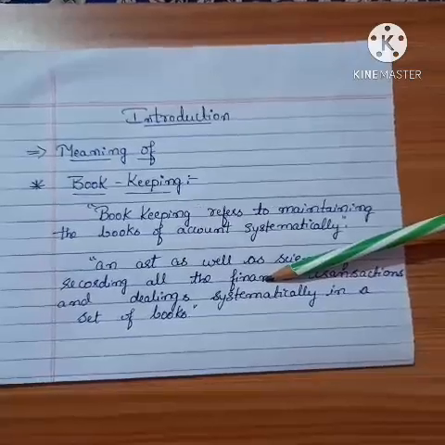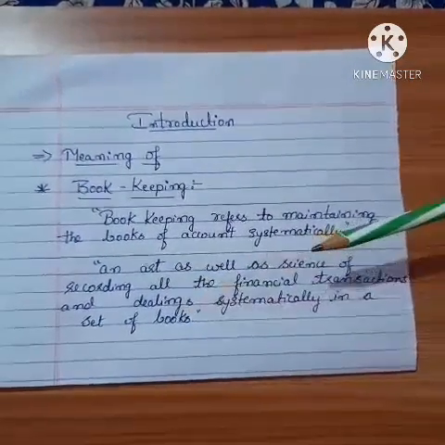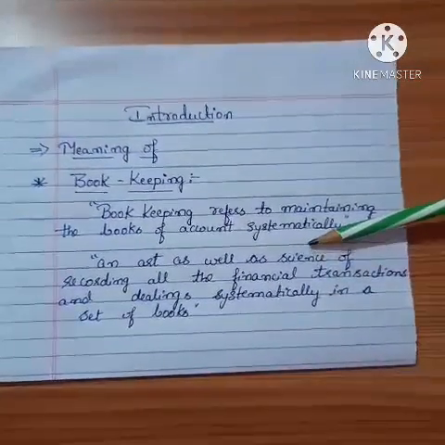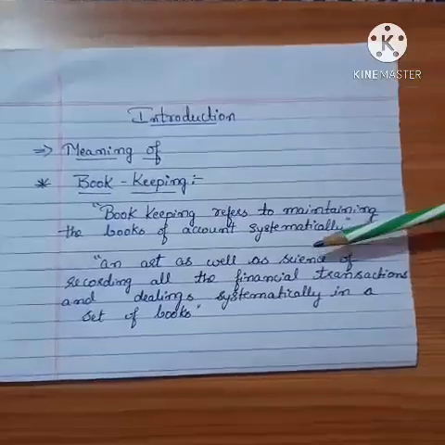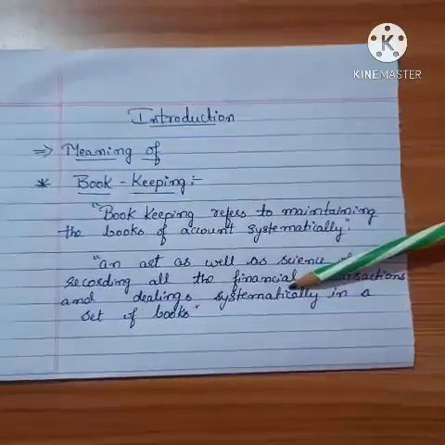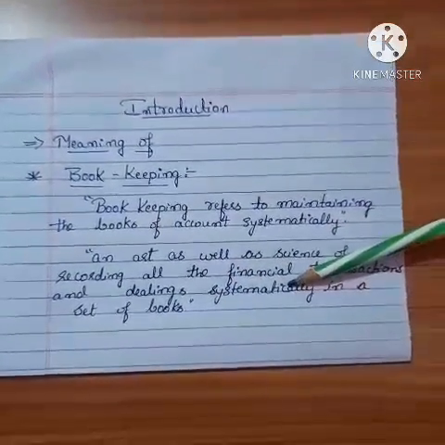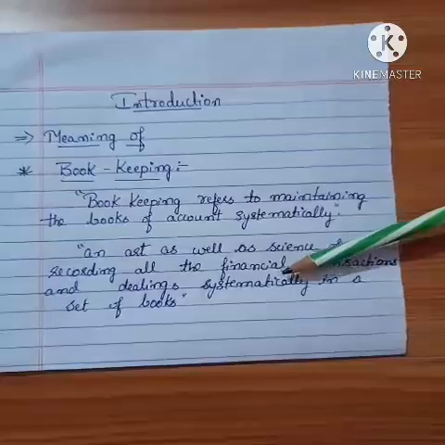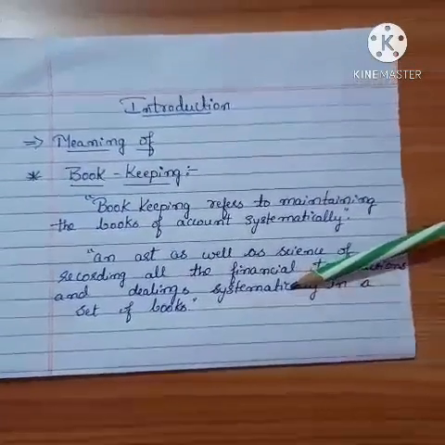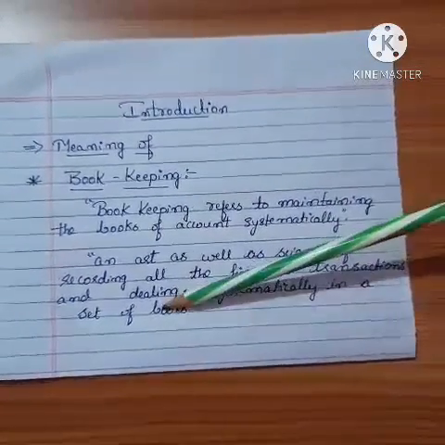According to the definition, it can be defined as an art as well as science of recording. The word science here means it uses some theoretical concepts and some fixed principles. Science of recording all the financial transactions. All the financial transactions and even the dealings are recorded in a systematic way. A systematic way is nothing but some fixed principles and fixed plans, a set of principles and methods used in recording the financial transactions in a set of books.